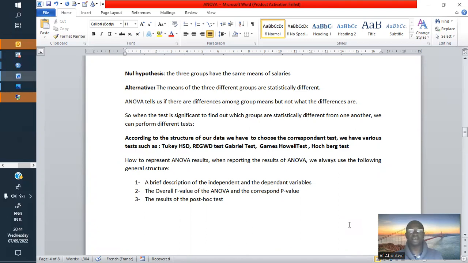But to see what this difference is, we need to do some post-tests. We have many post-tests, and we choose the post-test according to the structure of our data. Some people will just tell you that after ANOVA they use Tukey because the literature says it's the most widely used. But that's not enough. We should understand the structure of our data before deciding which kind of post-test to perform.